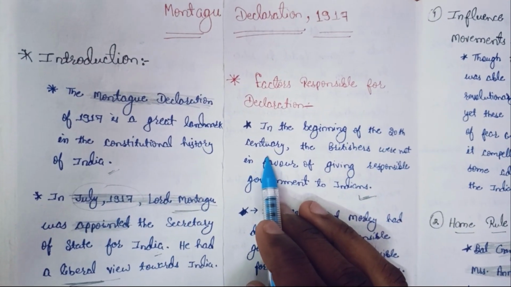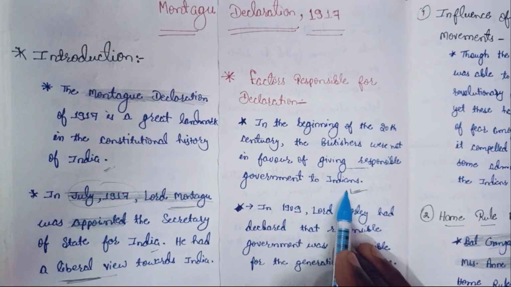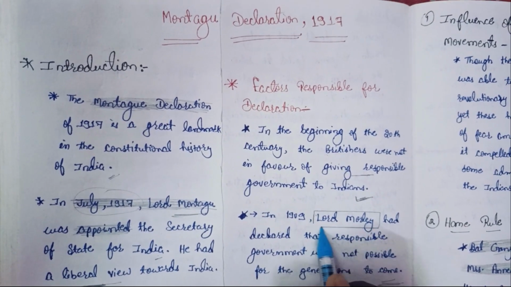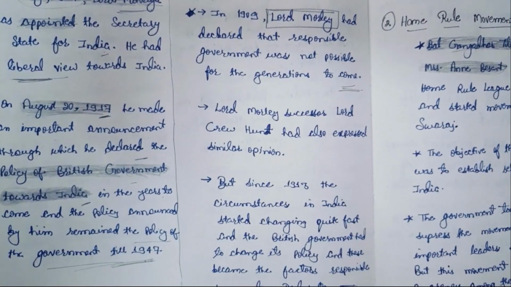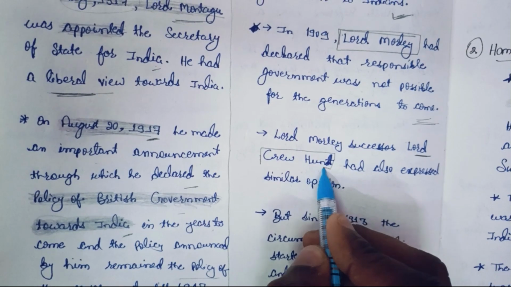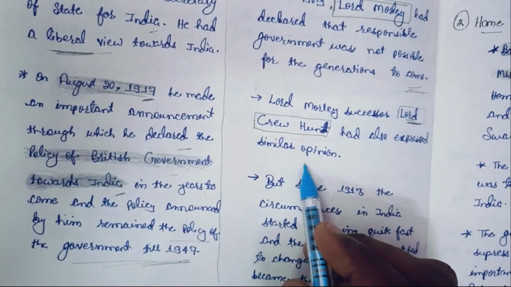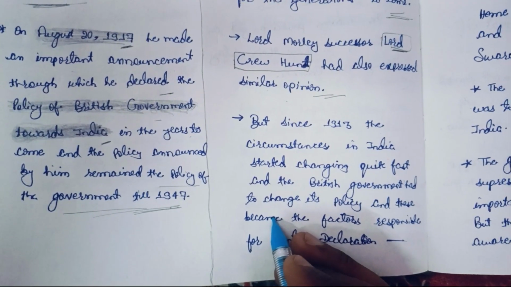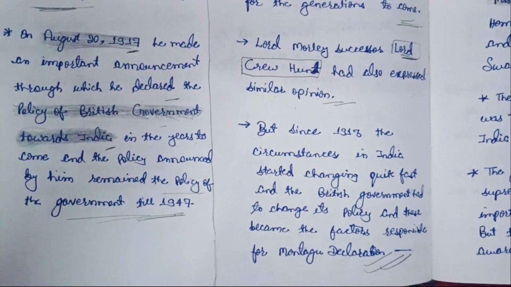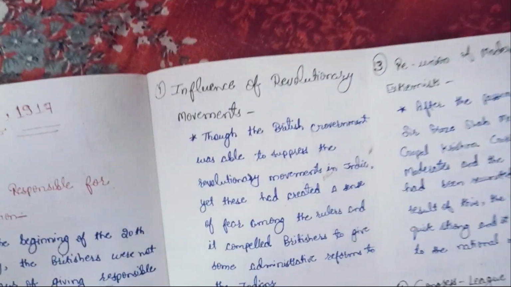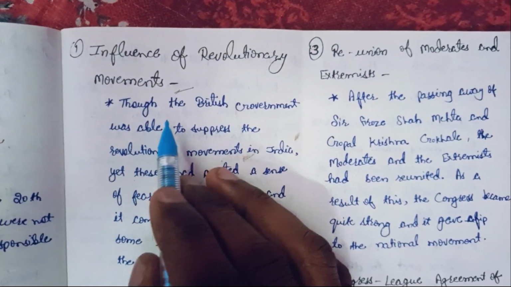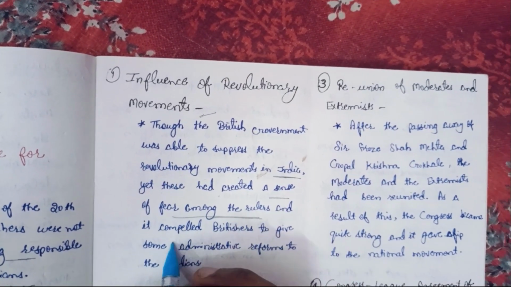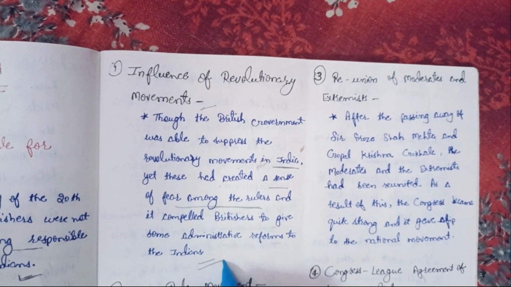So in the beginning of the 20th century, the Britishers were not in favor of giving a responsible government to India. In 1909, Lord Morley declared that responsible government was not possible for generations to come. Lord Morley had the same view as Lord Curzon, and his successor, Lord Crewe, expressed a similar opinion. But since 1913, the circumstances in India started changing quite fast, and the British government had to change its policy. This became the factor responsible for the Montague Declaration. Number one is the influence of the revolutionary movement. Though the British government was able to suppress the revolutionary movement in India, it had created a sense of fear among the rulers, and it compelled the Britishers to give some administrative reforms to India.